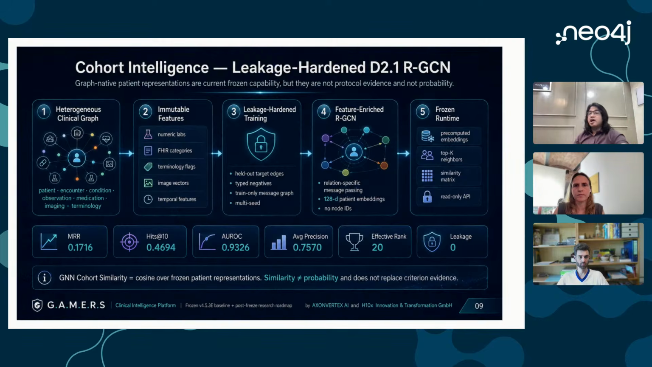The leakage-hardened training that we are looking into is where the GNN, the graph neural network training, has happened. On that, we train only on the message graph and through multiple seeds. And we take a specific AUROC; if you look into it, we had a 0.93. And then we have a very specific enriched RGCN on top of it.